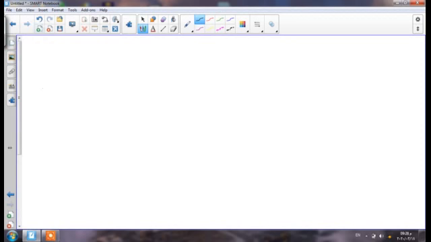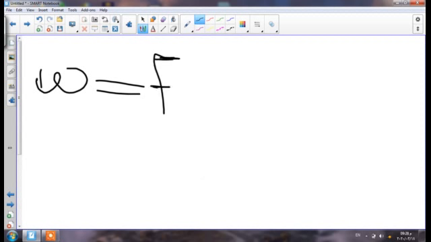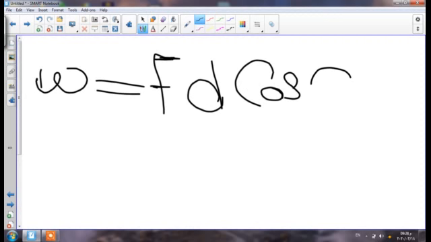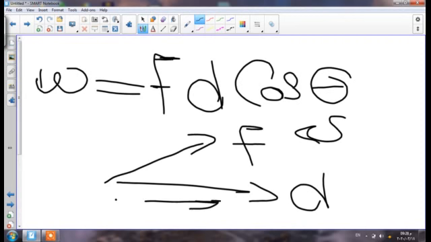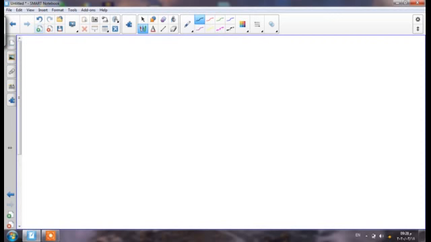So work equals the magnitude of the force times the magnitude of the displacement times cosine theta, where theta is the angle between the displacement and the force. If this is the direction of displacement and this is the direction of the force, the angle between them is theta.